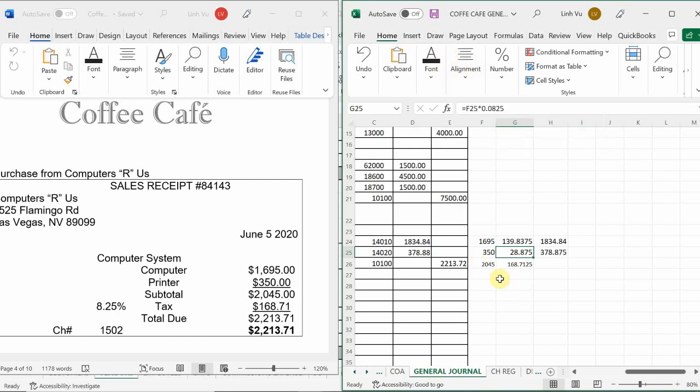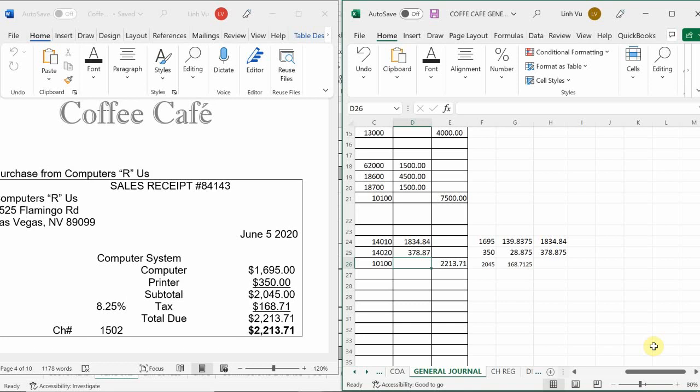So which one would you most likely increase? The printer? The printer is half a penny. The computer is 3/4 of a penny, 75% of a penny. So you would do the printer. I mean the computer. You would increase the computer. But what about the printer? You would have to round it down. So in this case, you would be looking at 378.87.